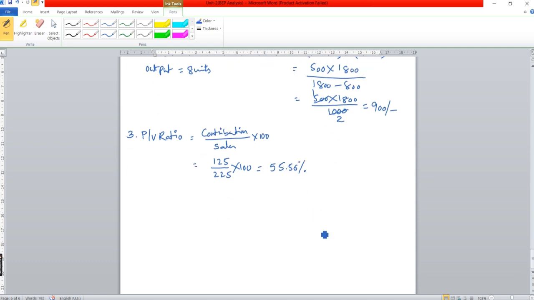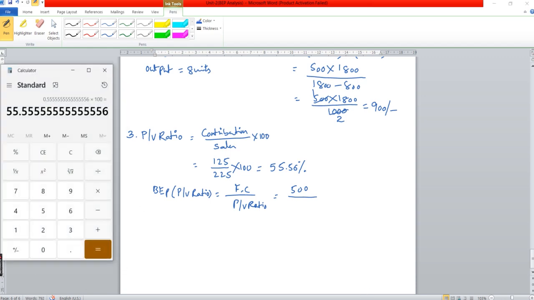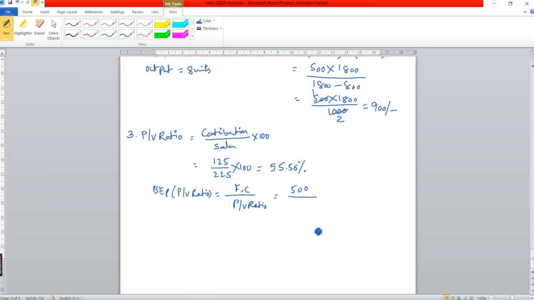Now even with the help of the PV ratio we can calculate the break-even point. So break-even point using PV ratio is fixed cost by PV ratio. What is the fixed cost in this sum? 500, and PV ratio should be taken in terms of decimals only. We have to take the final value 55.56 divided by 100, so 0.556.